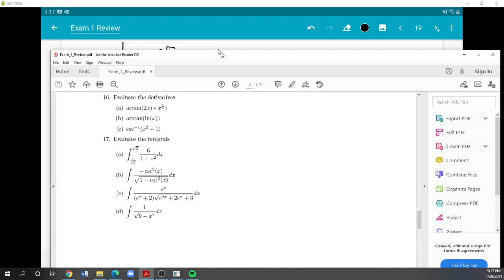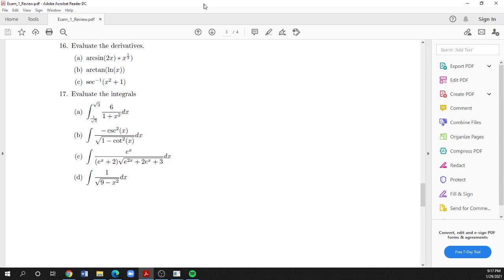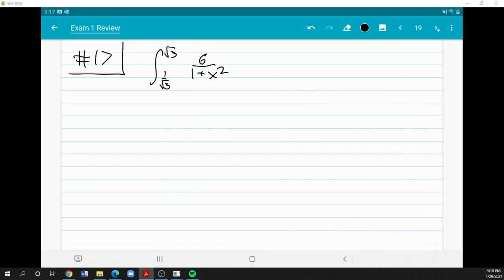Alright, so 17 is asking us to do some more integrals. We're almost done, but not quite. So let's go ahead and get these done. The integral from 1 over root 3 to root 3 of 6 over 1 plus x squared dx. This is really just a trig inverse integral, barely in disguise.